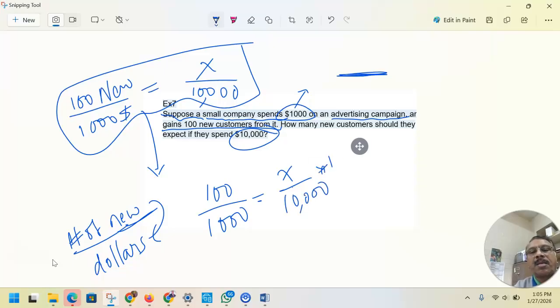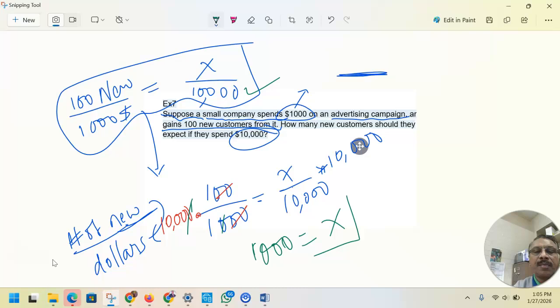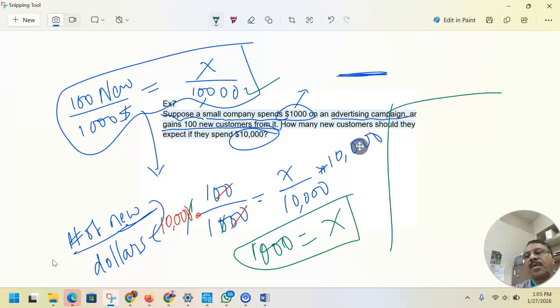So multiplying 10,000 on both sides, you will see these two zeros and these two zeros cross out. The Indian shortcut. And then this zero and this zero go out. So what you are left with is 1,000 customers. So it looks like if you spend $10,000, you're getting this answer, 1,000.